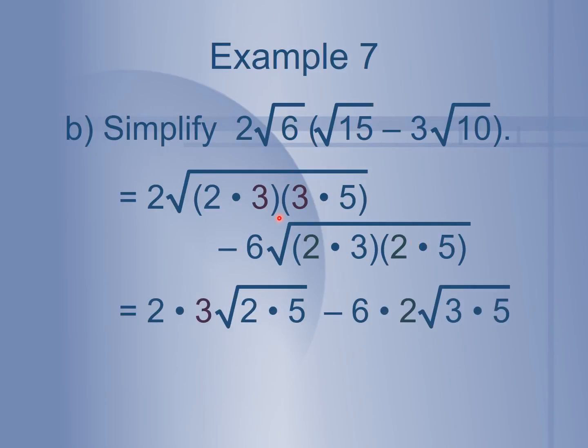Alright, so since this is a square root, we are looking for groups of 2. Here's a group of 2 on this 3, so that means this 3 gets to come out, leaving 2 and 5 on the inside. And then over here, we have a group of 2 2's. So the 2 gets to come out, leaving the 3 and the 5 on the inside. So then we'll simplify. 2 times 3 is 6. 2 times 5 is 10. 6 times 2 is 12. And then 3 times 5 is 15, giving us our final answer.